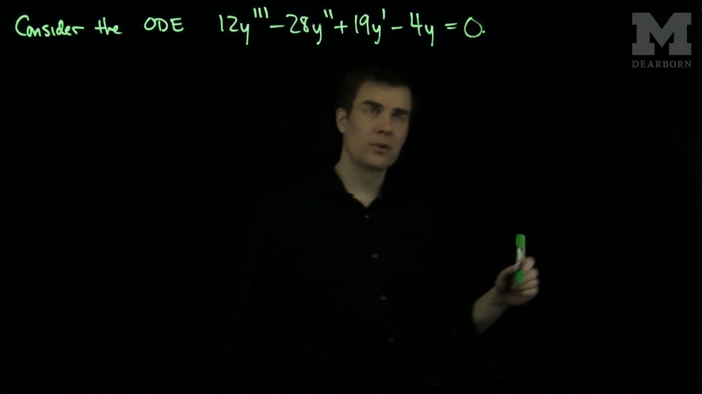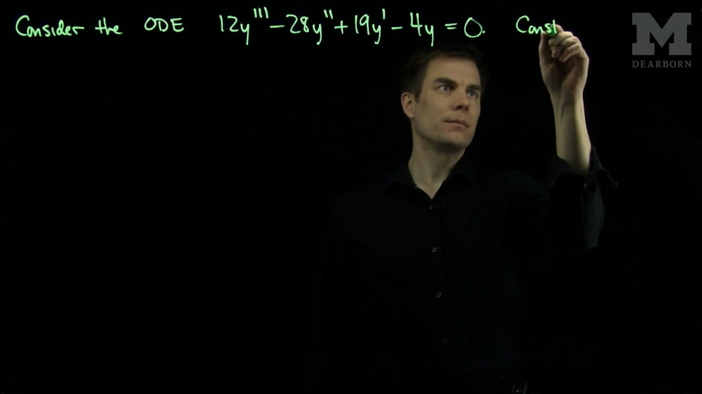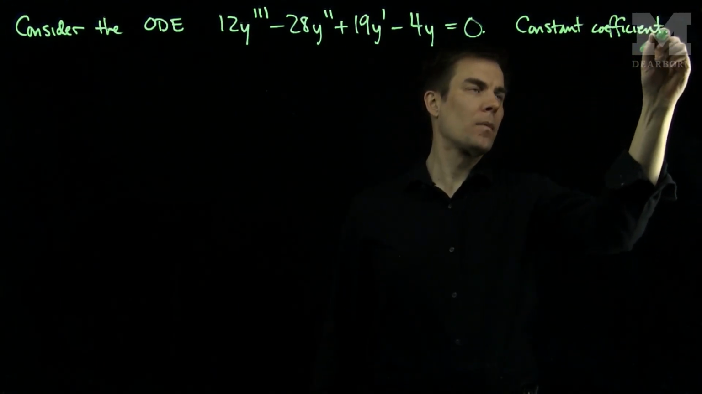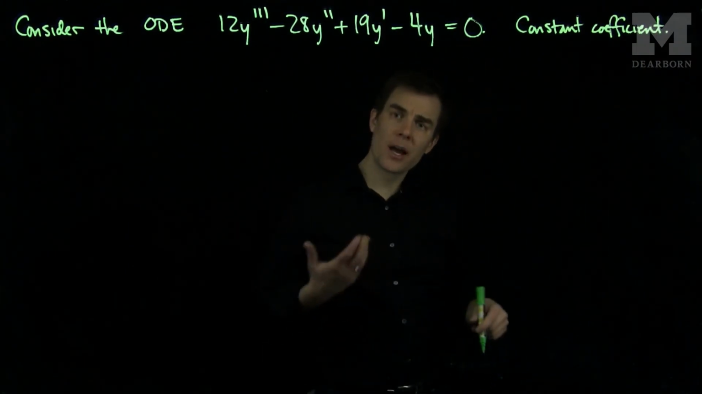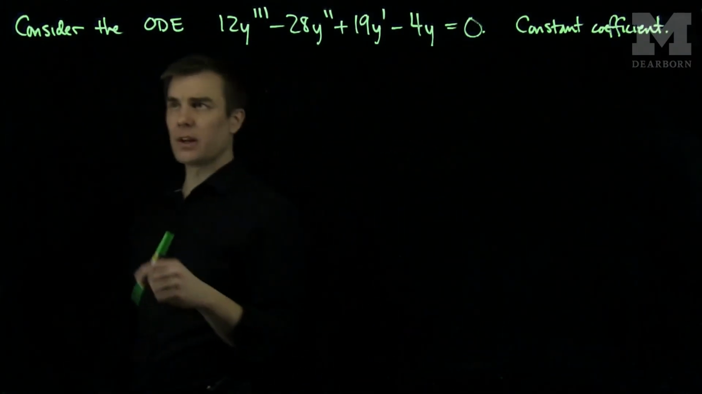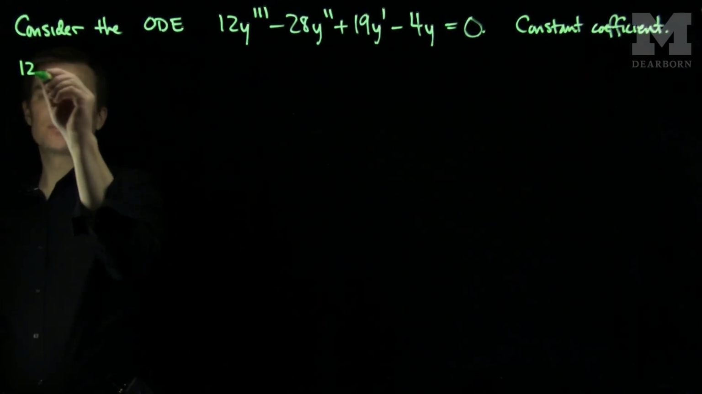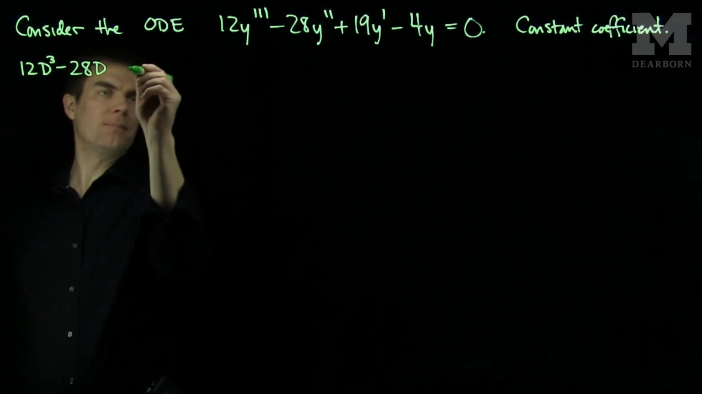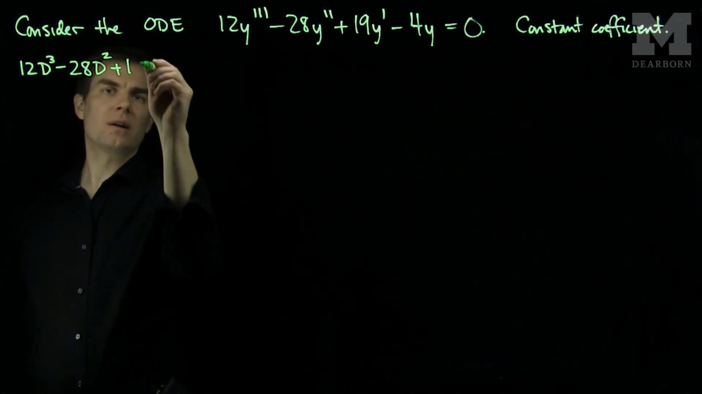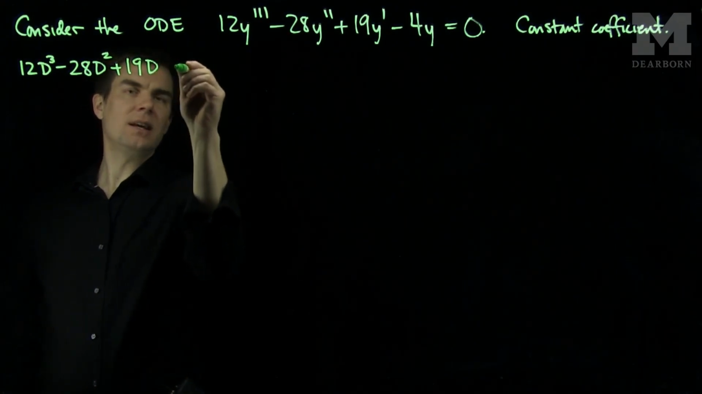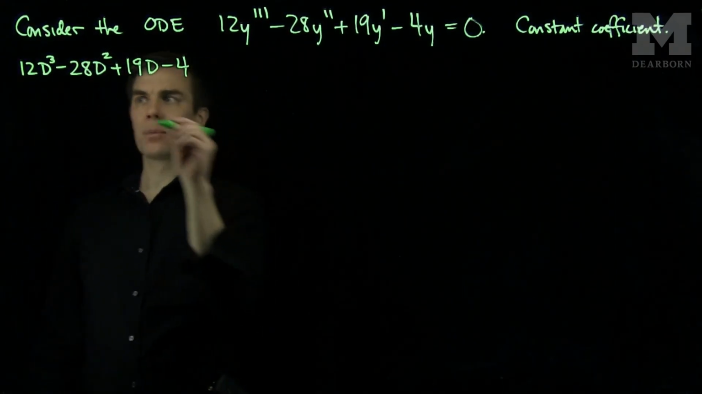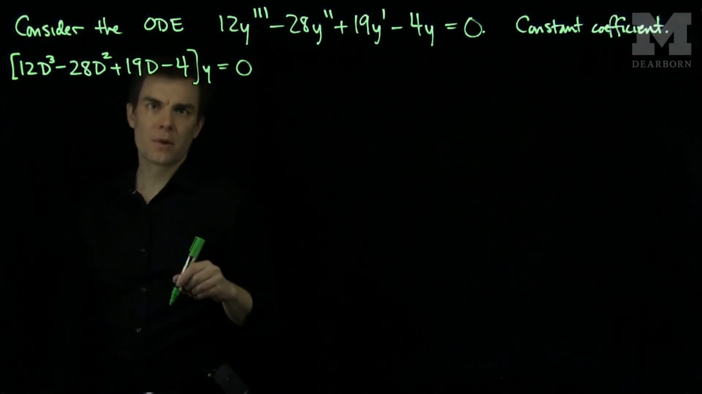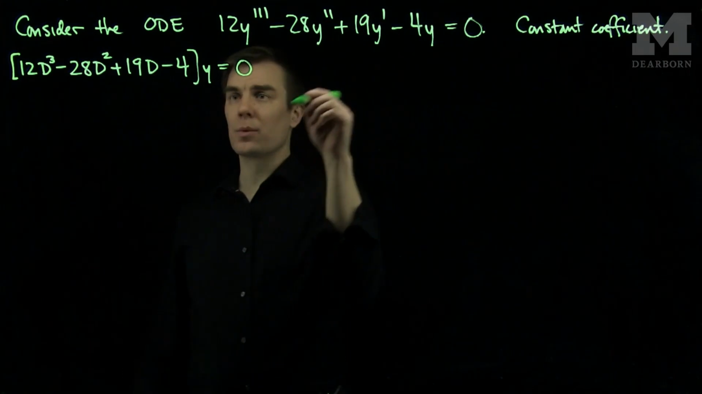So we have a constant coefficient ODE, which means we can factor the ODE and hope to find the roots of the associated polynomial that way. If we rewrite this as (12D^3 - 28D^2 + 19D - 4) applied to y equals 0, we can use the rational root theorem to test what roots we might possibly have.